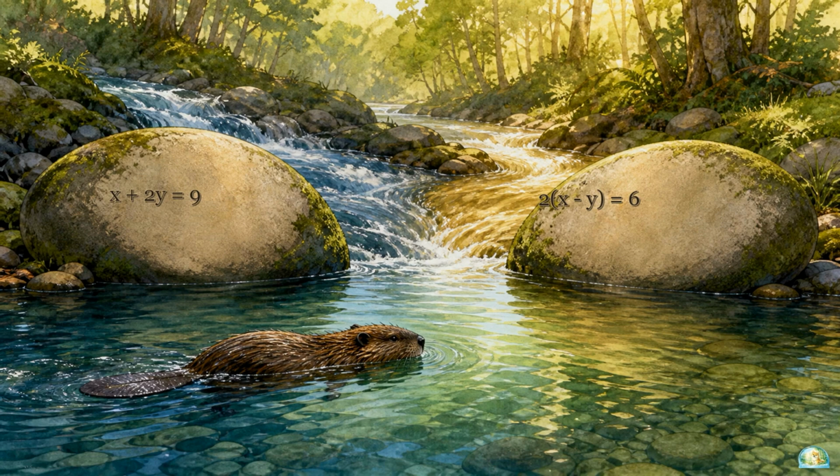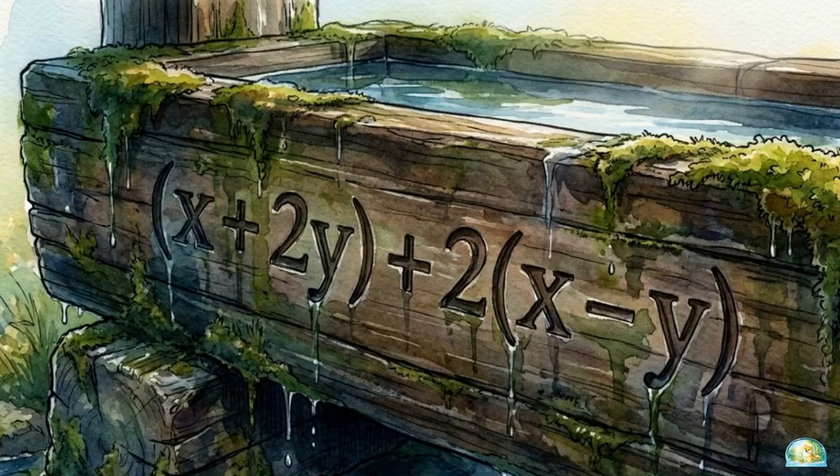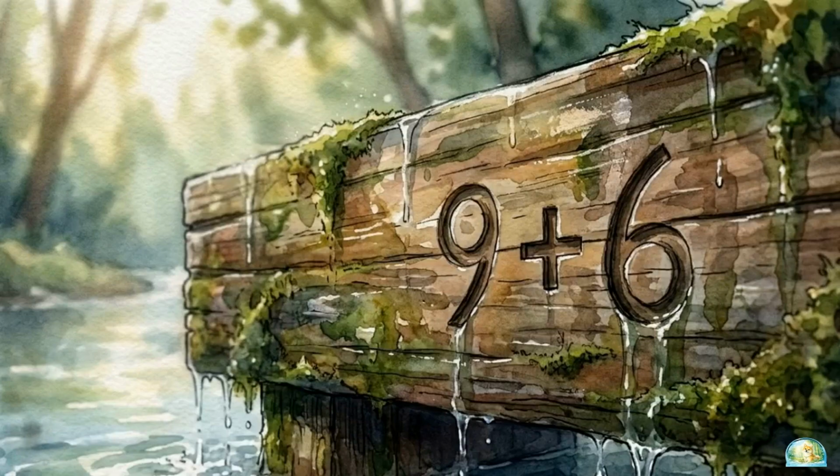Now we combine the channels. We add that newly scaled equation to our first equation. The left side becomes x plus 2y plus 2 times the quantity x minus y. The right side becomes 9 plus 6.